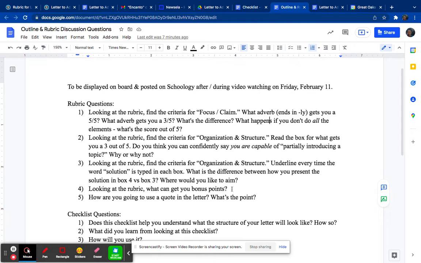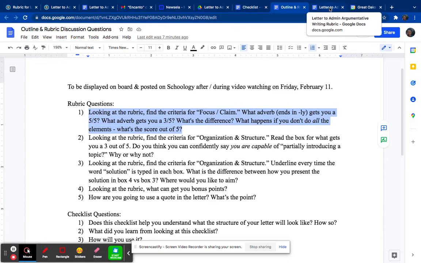Okay, this one's a freebie. Looking at the rubric, what can get you bonus points? You're going to be able to look at that and say super fast what that is. So looking at the rubric, find the criteria for focus claim. What adverb gets you a 5 out of 5? What adverb gets you a 3 out of 5? What's the difference? And what happens if you don't do all the elements?